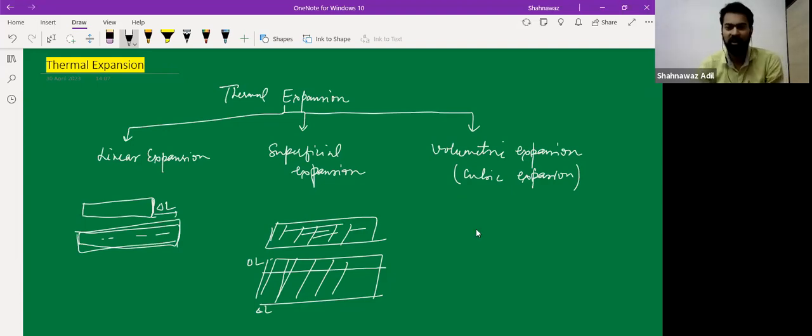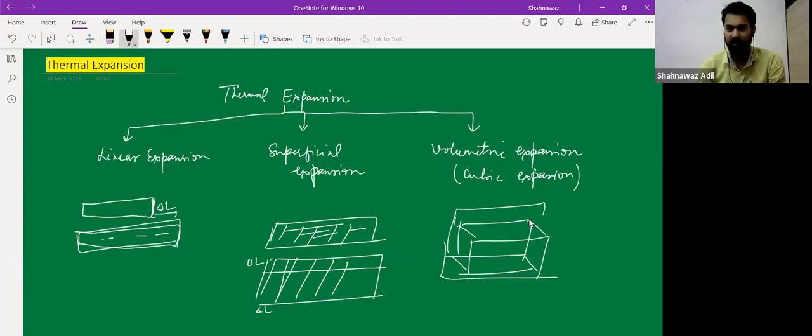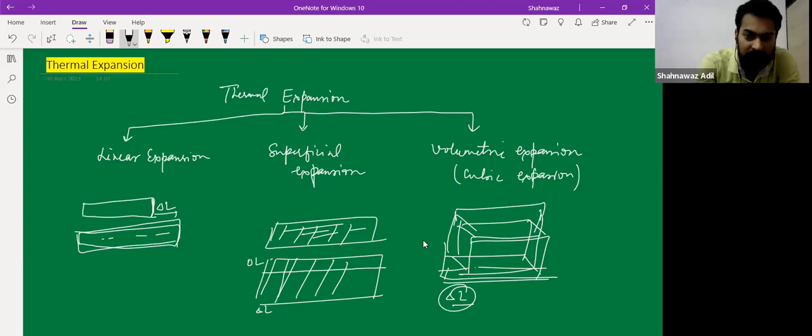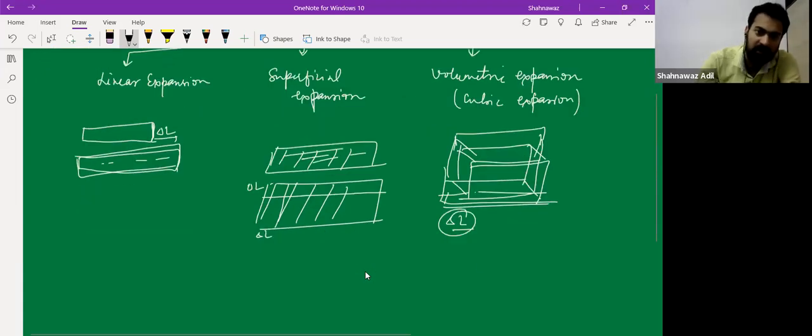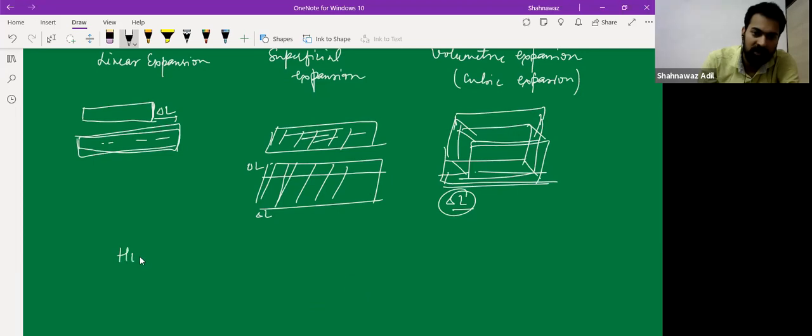For cubic expansion, let's say you have some volume and then you heat it, and then it goes like this. I made a mess of this image, but you understand. This changes by delta L in all the directions, so this is the volumetric or cubic expansion. You have also heard about strains, Hooke's law, but let me discuss it later.